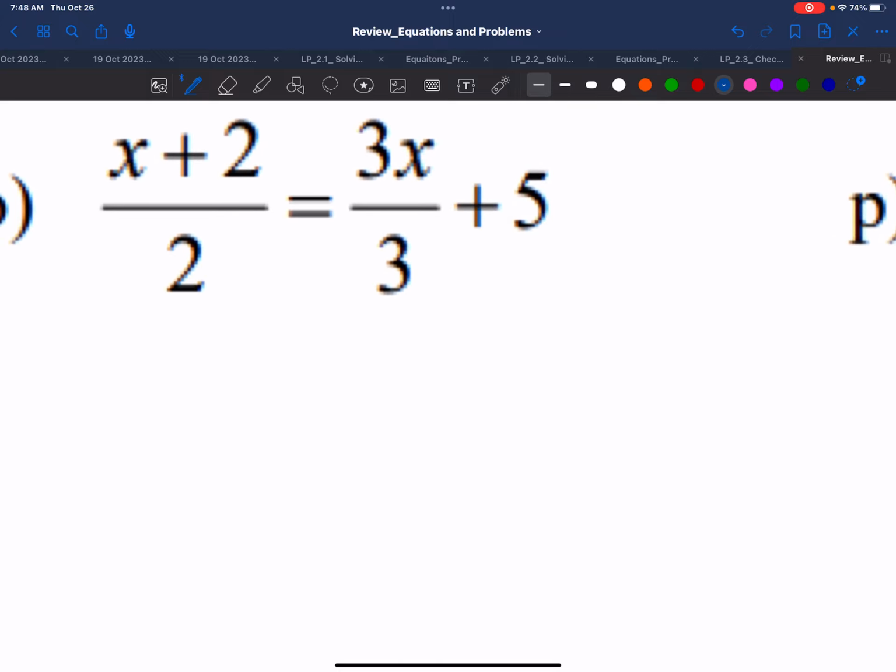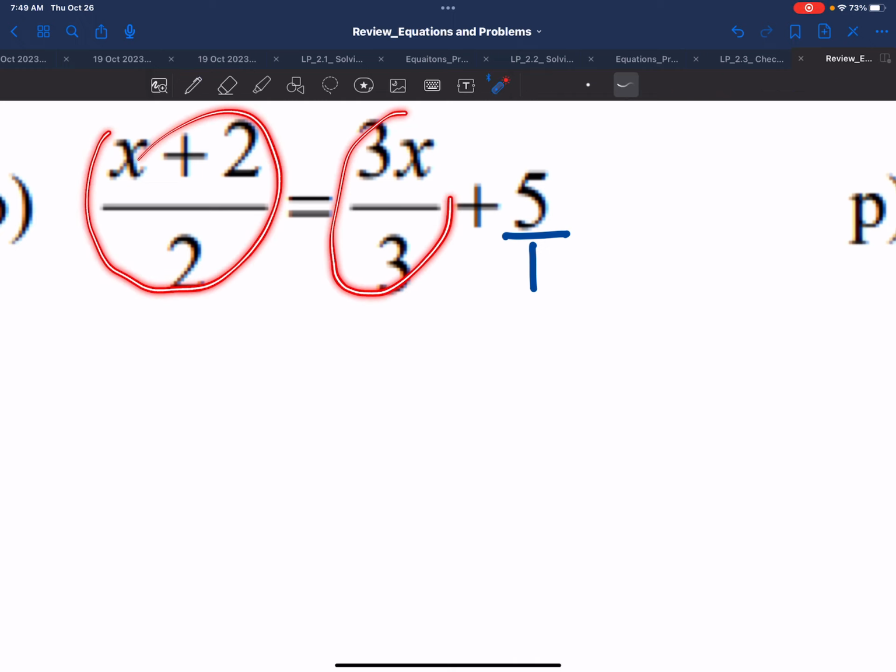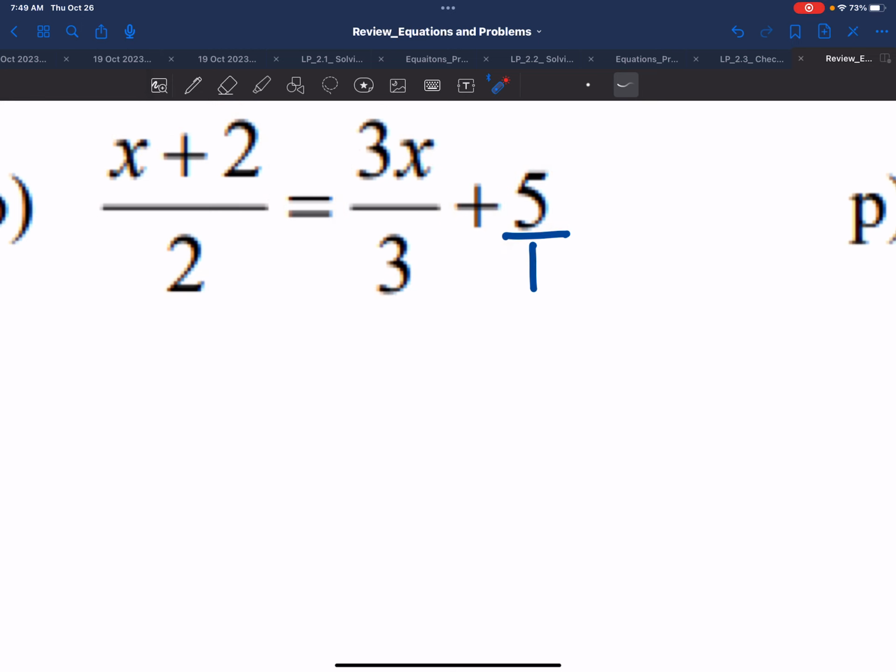Next, x plus 2 over 2 equals 3x over 3 plus 5. So make every term into a fraction. Fraction, fraction, number. Give it denominator 1, becomes a fraction. Find the lowest common denominator. We need the lowest common denominator so that we can eliminate the denominators in every term. Now, when the denominators are all prime numbers, it's very easy to determine the lowest common denominator as the product of all the prime numbers. So we have 2 times 3, which is 6.